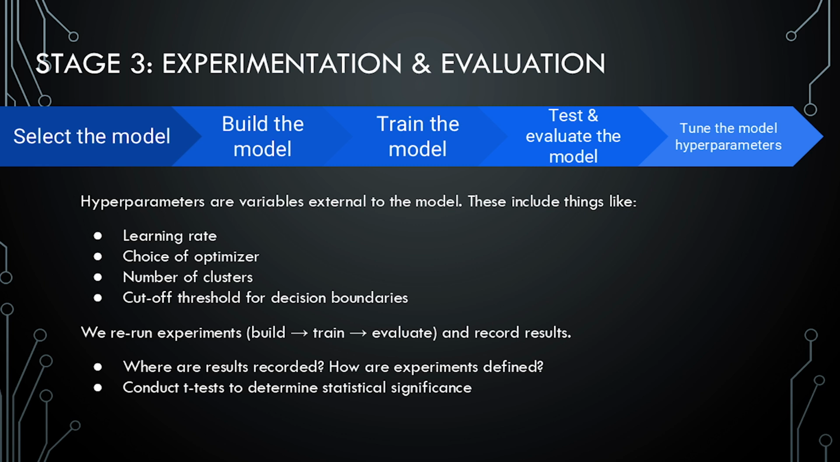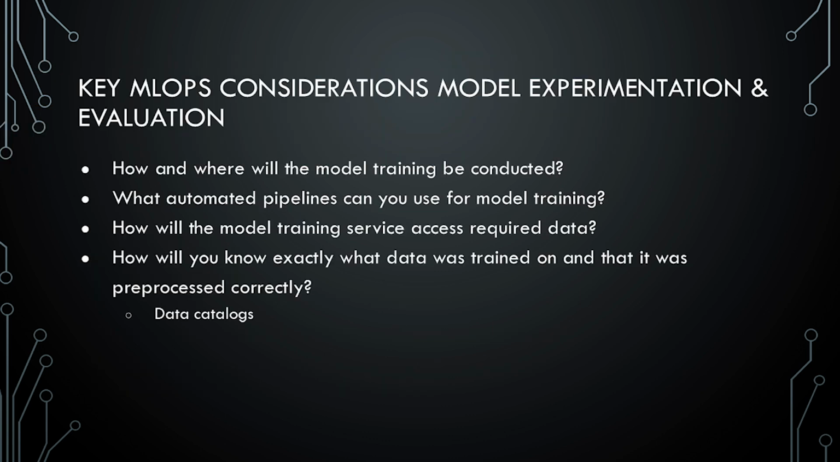Two critical operational considerations emerge here. First, where and how are your experimental results recorded? Second, conduct proper statistical testing to determine if performance differences are actually significant, using t-tests and confidence intervals to make data-driven decisions. Now let's discuss some key considerations for model experimentation and evaluation that are essential for production MLOps.